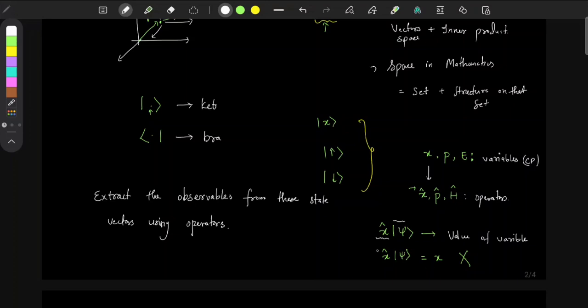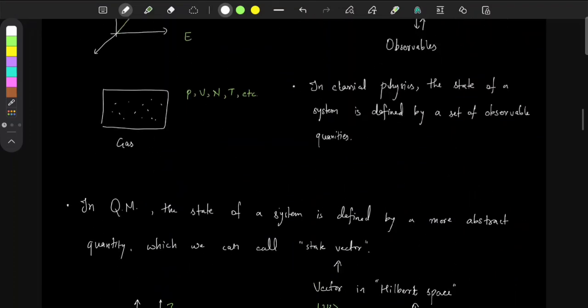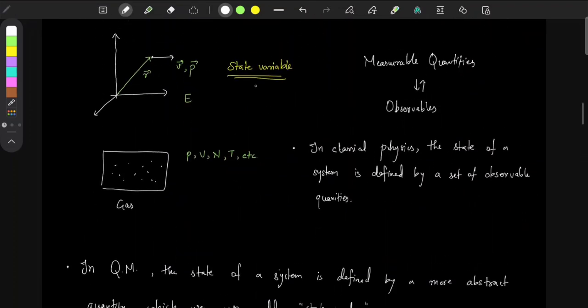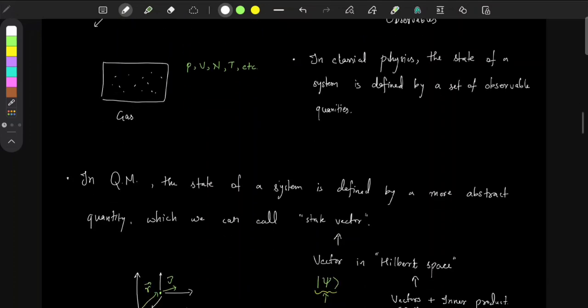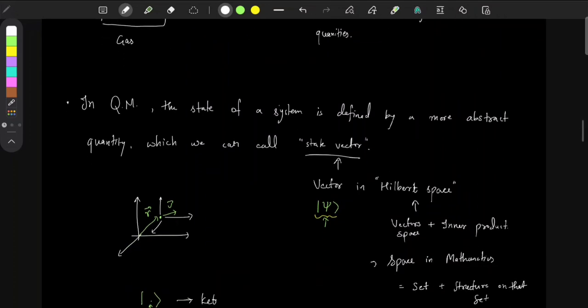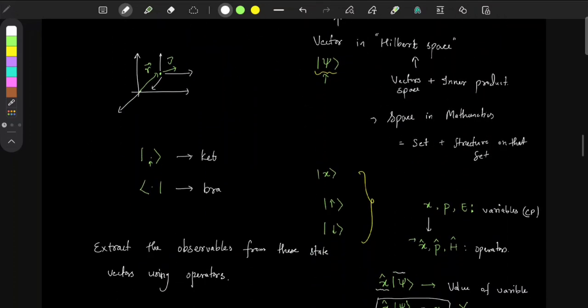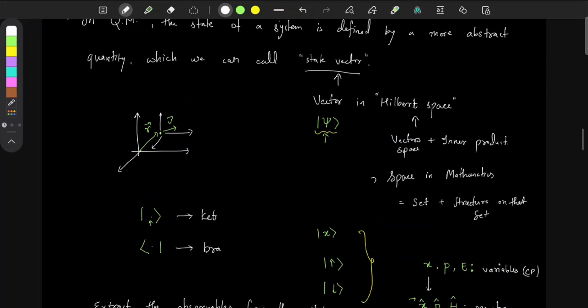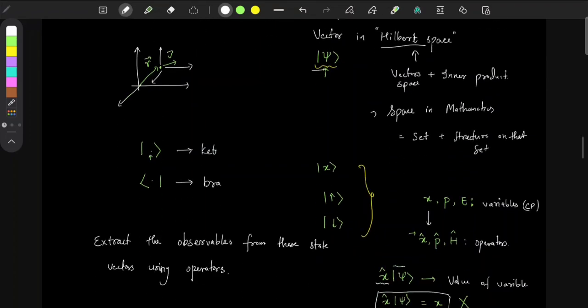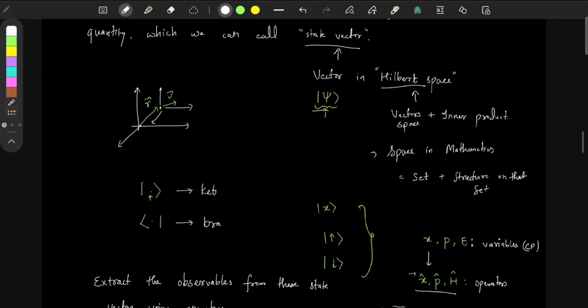Now how do we get that? It is not going to be like this, but as we move along you will get how it works and how you can extract the information, the values of variables or observable quantities, from this abstract vector. That we will see in further lectures. Right now the most important thing to remember is that in classical mechanics we use state variables to define the state, whereas in quantum mechanics we use abstract state vectors, and the state variables become operators. Okay, and these vectors live in some Hilbert space, and this operator acts on this Hilbert space.